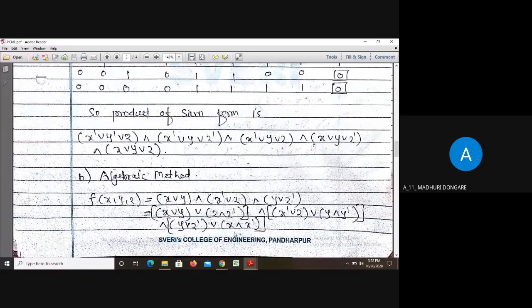Y or Z complement or X. Okay. And X complement or Y or Z complement. Okay, so again, we have to arrange this one into ascending order, that is in sequence of x, y, z.